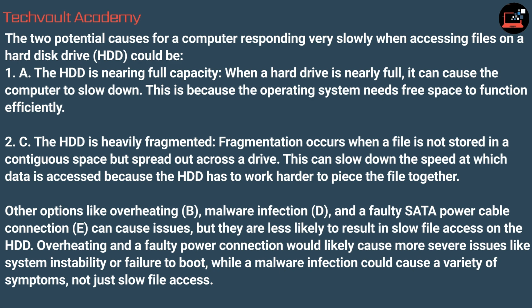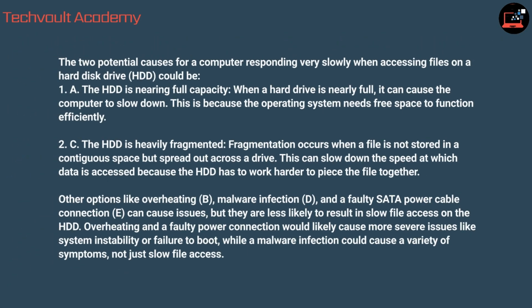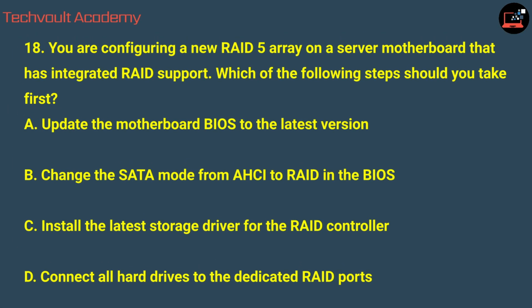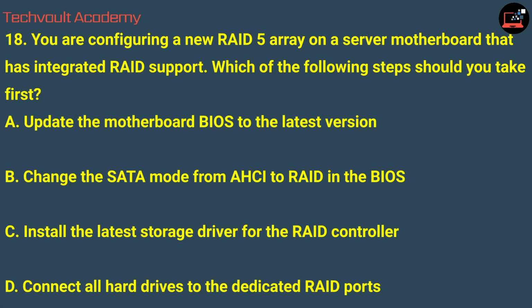18. You are configuring a new RAID 5 array on a server motherboard that has integrated RAID support. Which of the following steps should you take first? A. Update the motherboard BIOS to the latest version. B. Change the SATA mode from AHCI to RAID in the BIOS. C. Install the latest storage driver for the RAID controller. D. Connect all hard drives to the dedicated RAID ports.